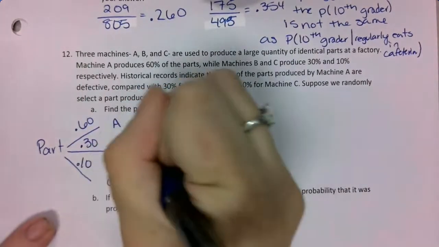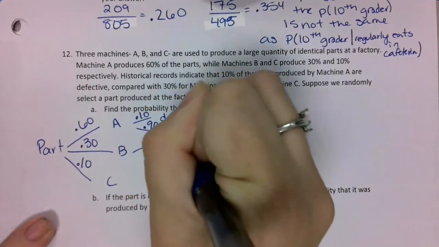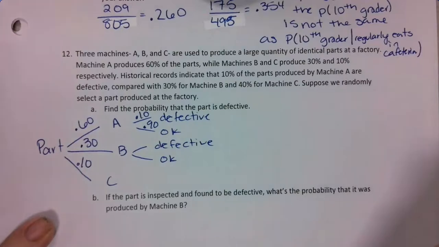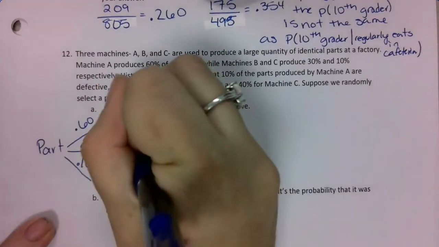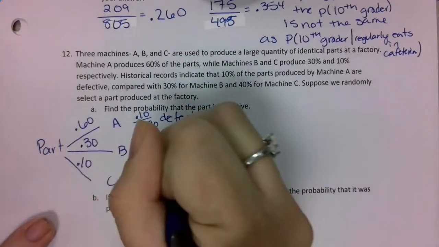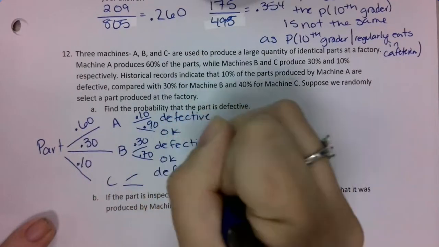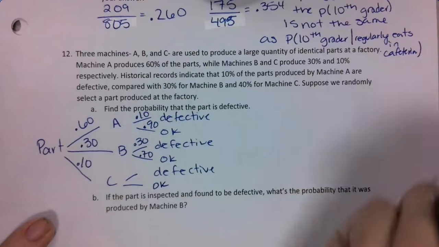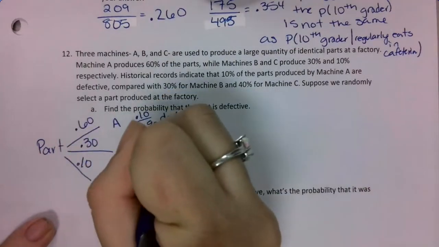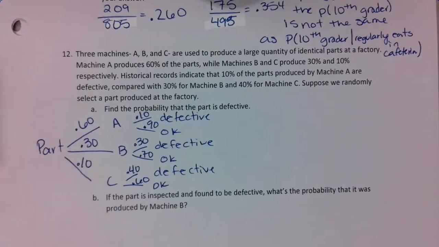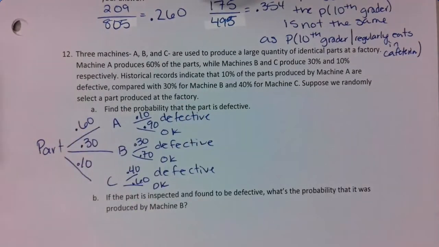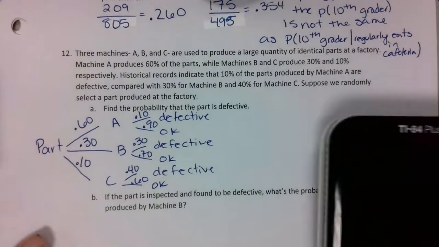Same thing for B. So I have my defectives and my OKs. For B, it is 0.30 defective, 0.70 OK. And then C's, I want to go ahead. 0.40 defective, 0.60 okay. Then I need to figure out the probabilities for each of these things. So I take the two percents as decimals and multiply them together.